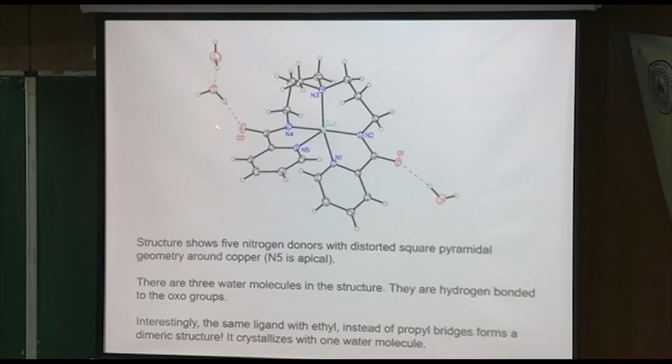It has 3 hydrogen bonding interactions, kind of nice. The interesting thing is, you might think it would be a dimer, and if you change these ethyl groups to propyl groups, it is a dimer. And that was published quite a while ago.